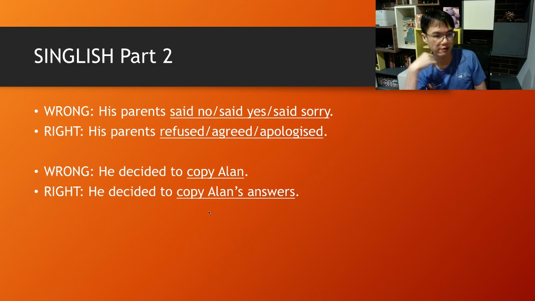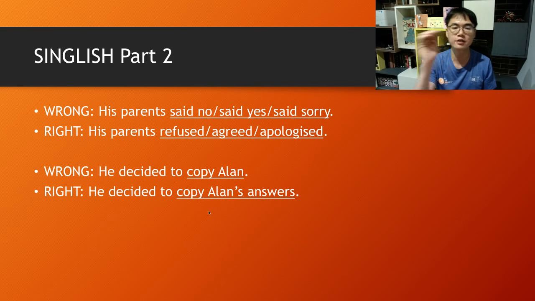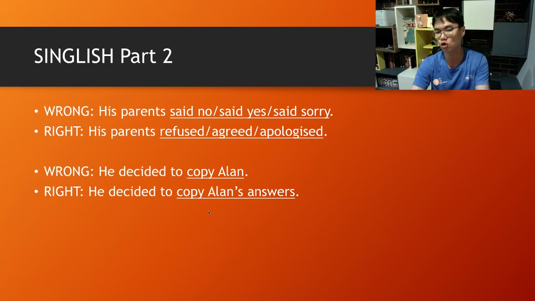Right, fourth error. A lot of you like to do this. You like to say his parents said no, or I said yes, or I said sorry. That's a Singlish expression that is never found in English. You don't say something. You use the word to tell me what you've just done. So his parents said no is wrong. His parents refused, right? Or his parents said yes. His parents agreed, right?